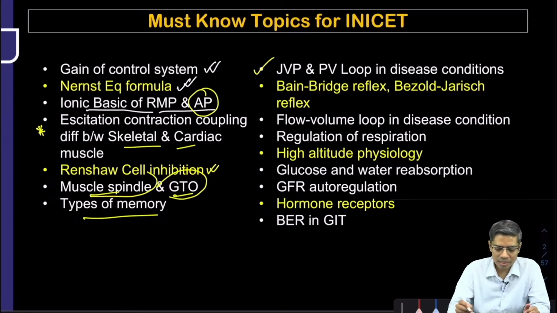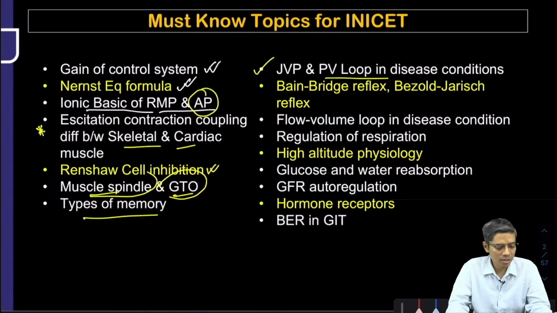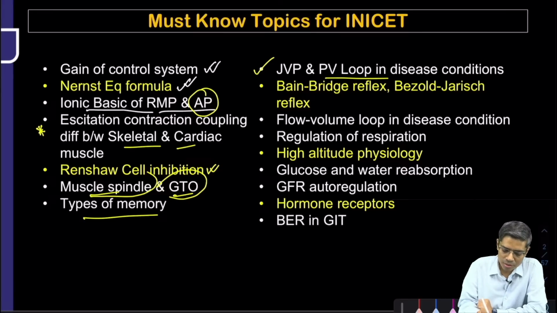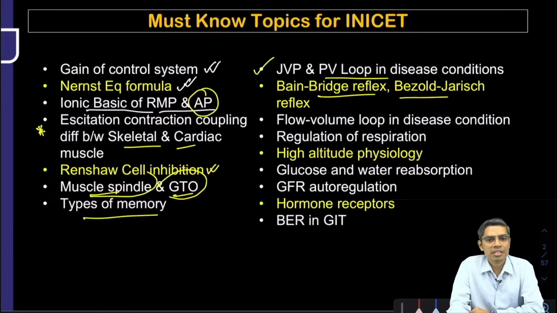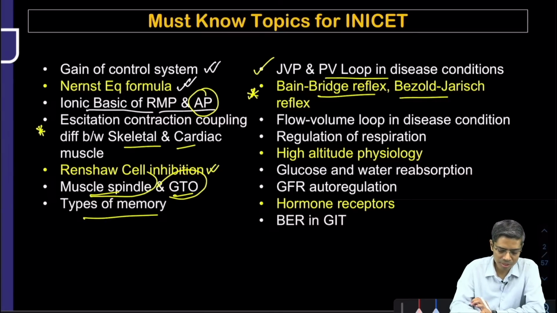Looking at the other side, JVP and PV loop: you should know what happens to the PV loop in different valvular diseases, for example aortic stenosis or aortic regurgitation, as well as the Bainbridge reflex and Bezold-Jarisch reflex. AIIMS has asked many questions from these two reflexes, so this is also one of the very important topics.